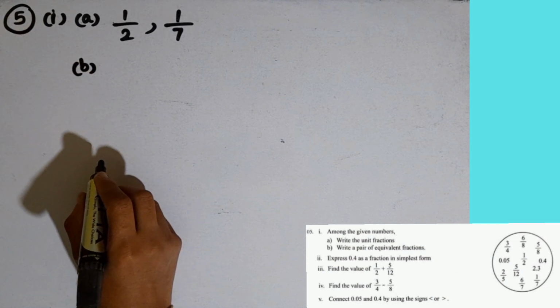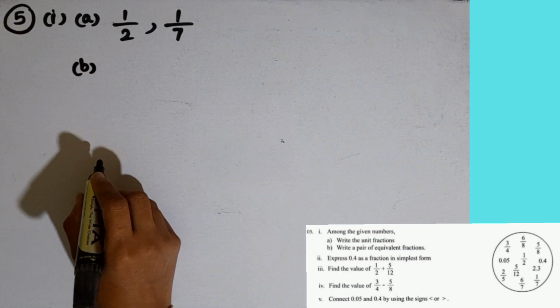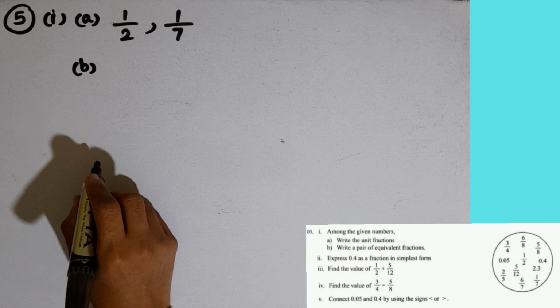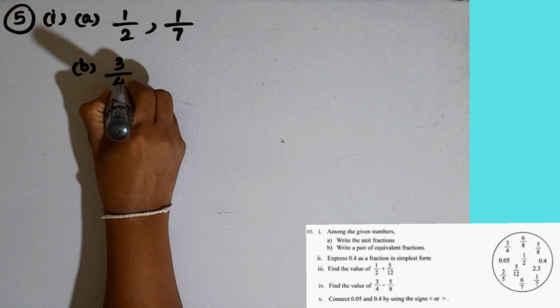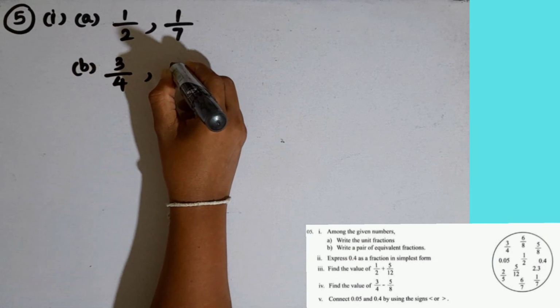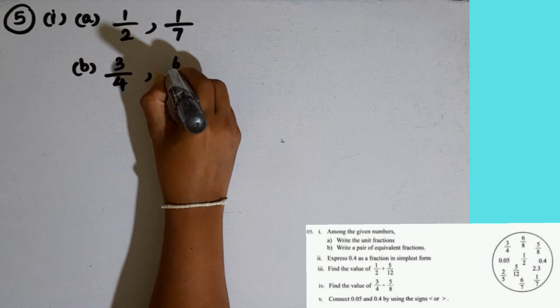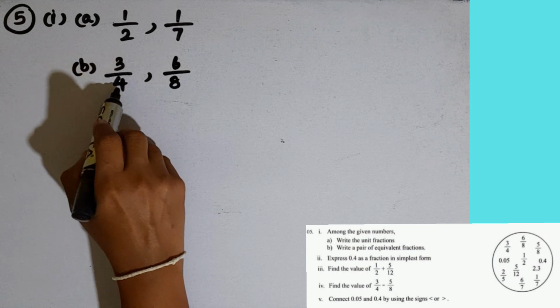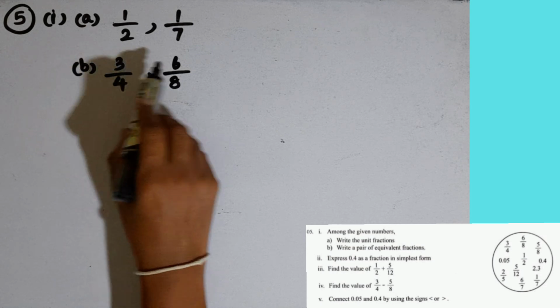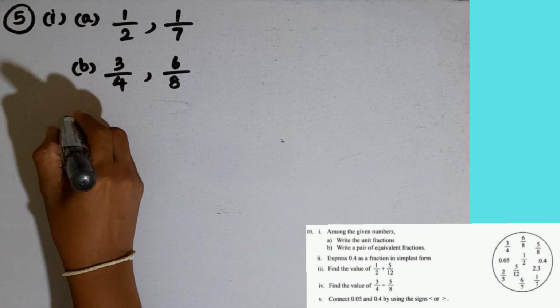Write a pair of equivalent fractions. Out of the fractions given here, 3 over 4 and 6 over 8 are equivalent. If you multiply the numerator and denominator of 3 over 4 by 2, we get 6 over 8.